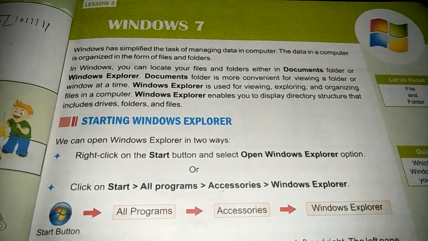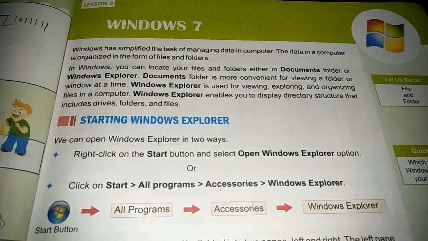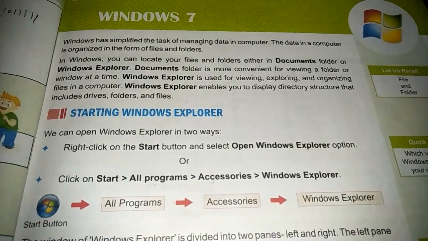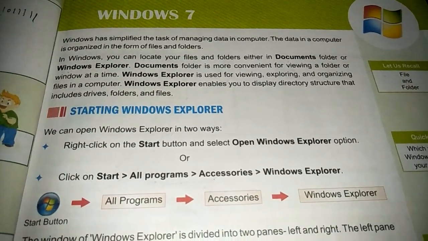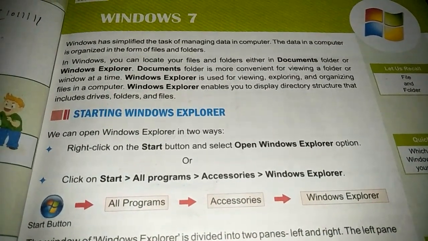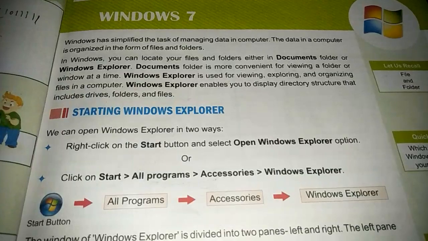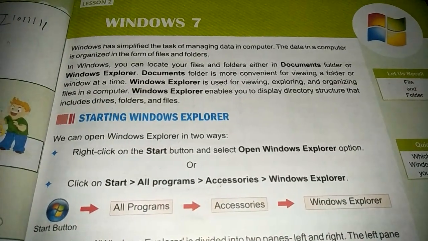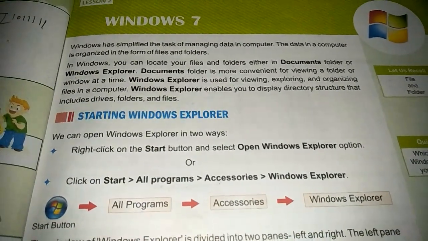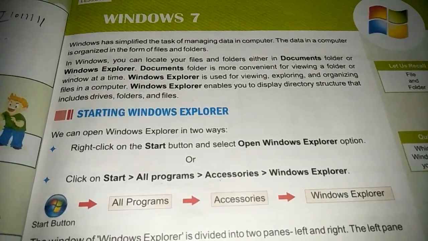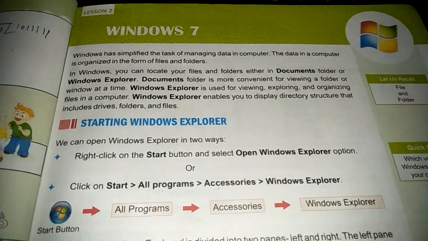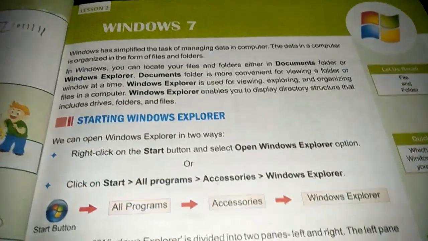Now, this is our second chapter, that is Windows 7. Windows has simplified the task of managing data in a computer. The data in a computer is organized in the form of files and folders. Means if we want to organize our data, then we use files and folders. Then in Windows, we can locate our files and folders either in the Documents folder or in Windows Explorer.